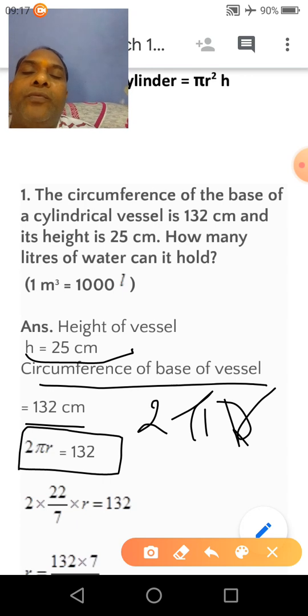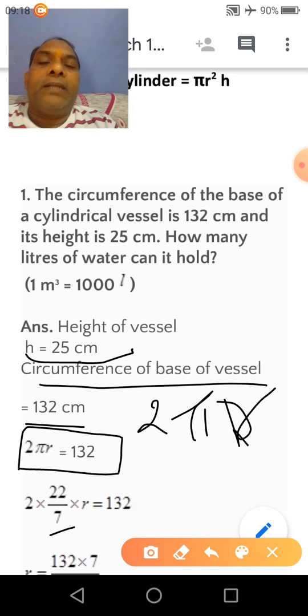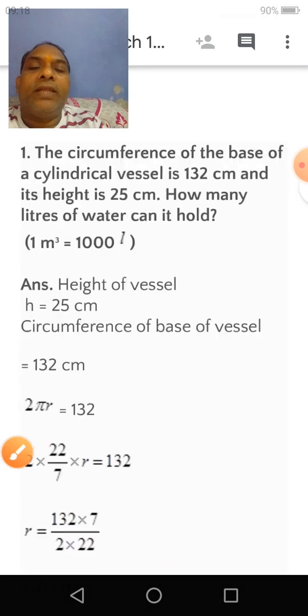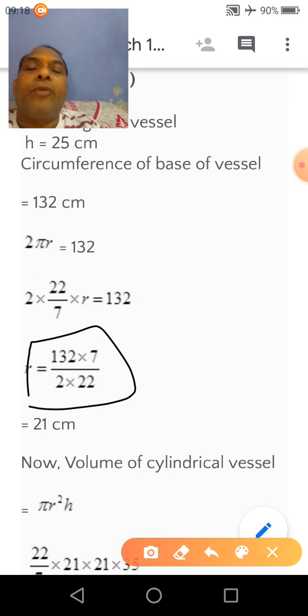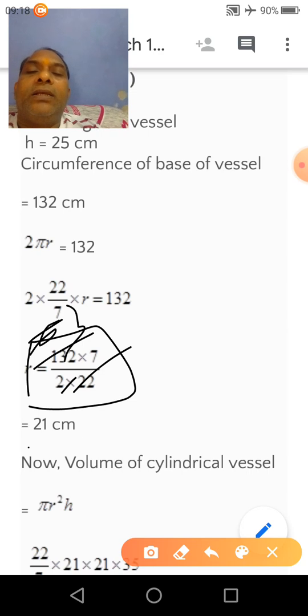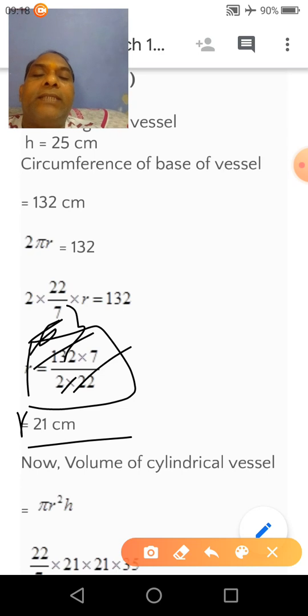Now put the value of pi, 22 by 7. So 2 into 22 by 7 into r is equal to 132. Then you can find the value of r. R will be equal to 132 into 7 upon 2 into 22. Now simplify: 22 sixes are 132 and 2 threes are 6. Clear? 3 sevens are 21. So R will be equal to 21 centimeter. So radius of the base R is equal to 21 centimeter.